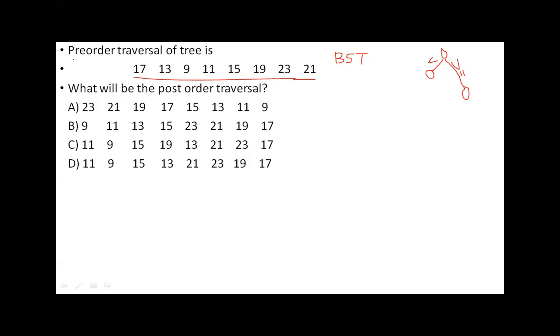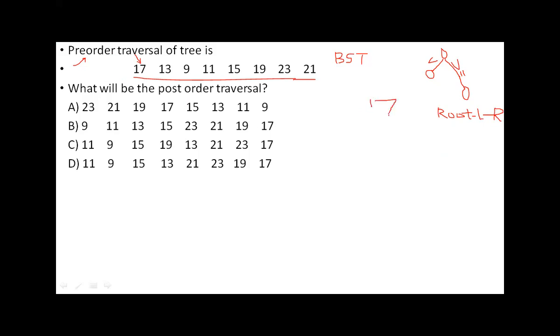Another thing is, in pre-order traversal, it is known that the first element is the root. What is the policy of pre-order traversal? Root, left, right. This is the policy. Yes or no? Root, left and right. So that's why the first element will become the root of the tree. Now you can get the tree like this.